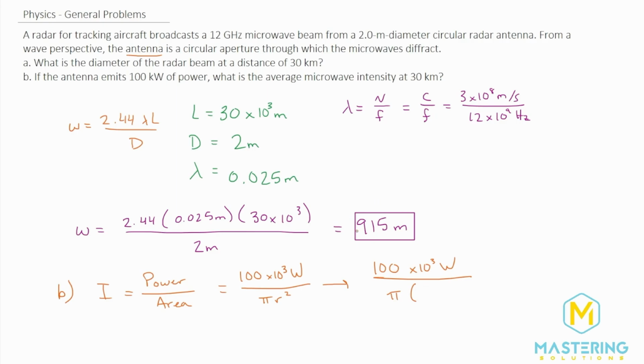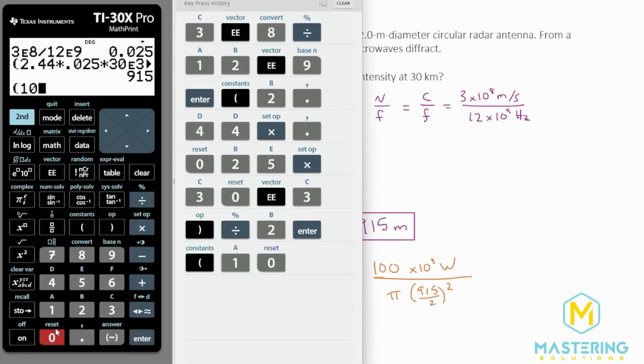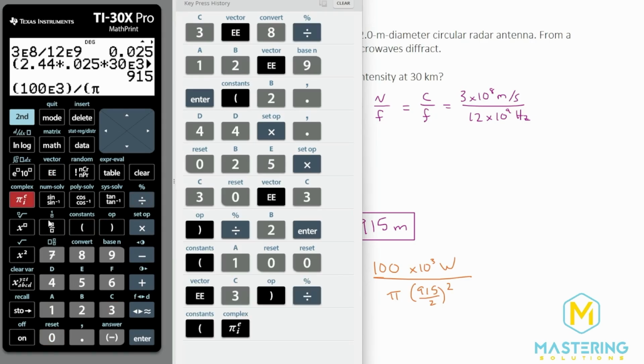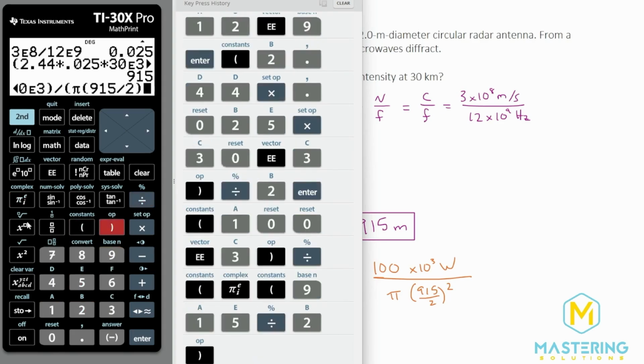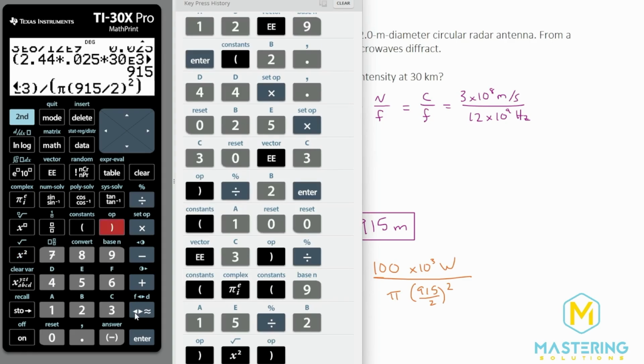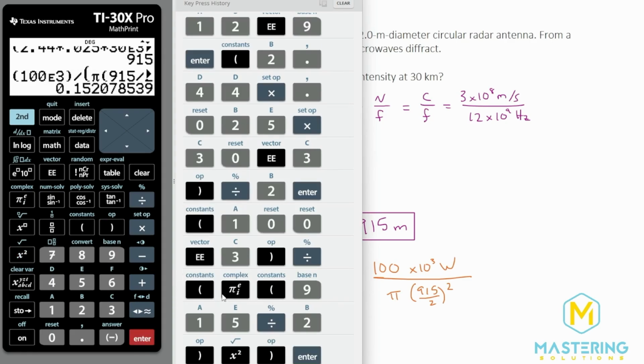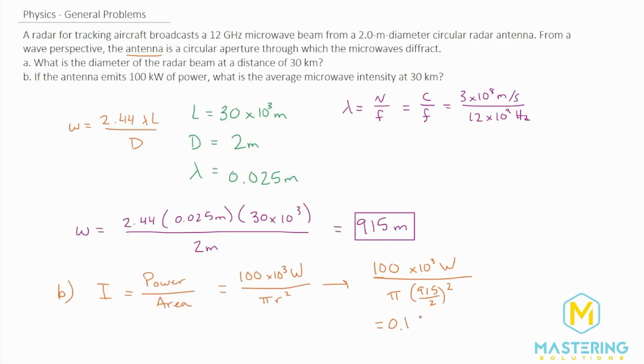When we plug this in, we have 100 times 10 to the 3 watts divided by pi. Now, don't plug in the 915 meters because that's the diameter. We need 915 over 2, squared. Now we can plug this in: 100 times 10 to the 3 watts divided by pi times 915 over 2 squared. And that gives us 0.15 watts per meter squared, the units for intensity.